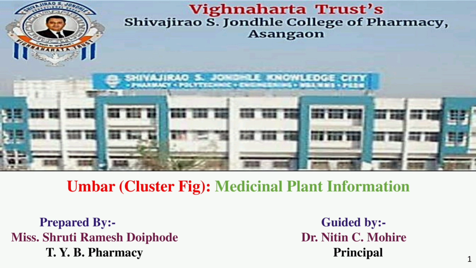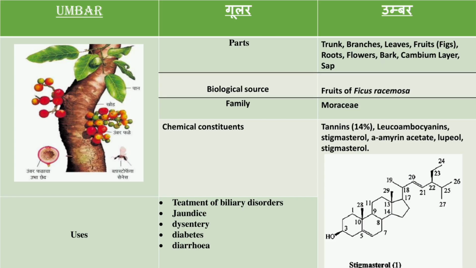My topic is Umbar, also known as cluster fig medicinal plant information. Umbar, also known as gular in Hindi and Umbar in Marathi. The parts of plants are trunk, branches, leaves, fruits, figs, roots, flowers, bark, cambium layer, sap. Its biological source is derived from fruits of Ficus racemosa.